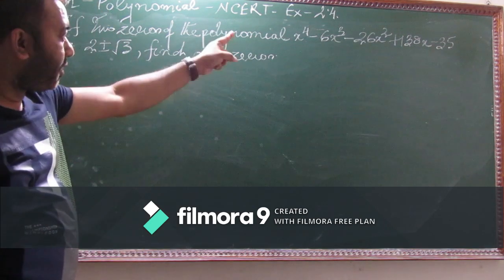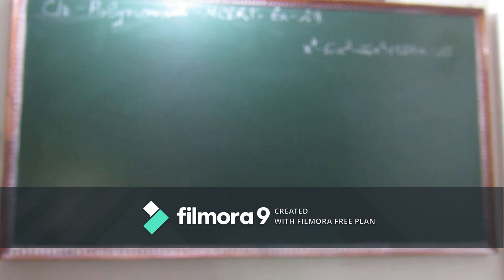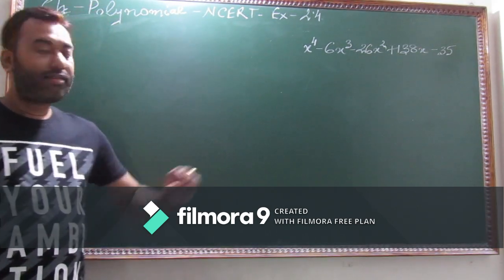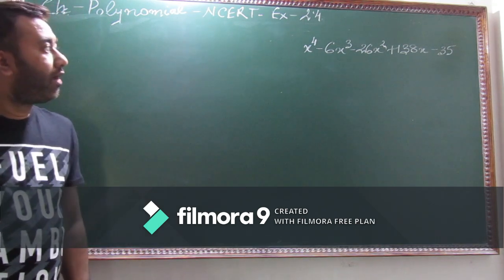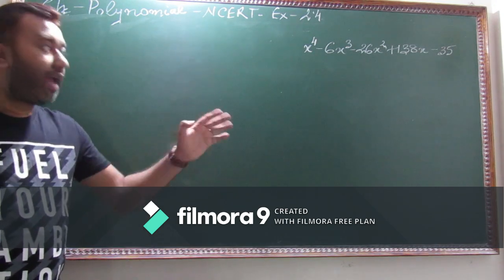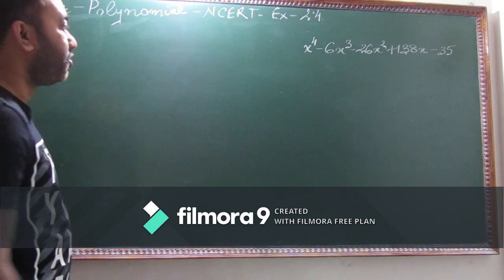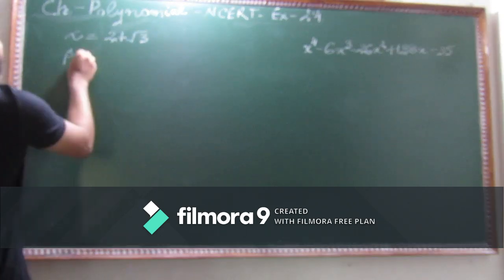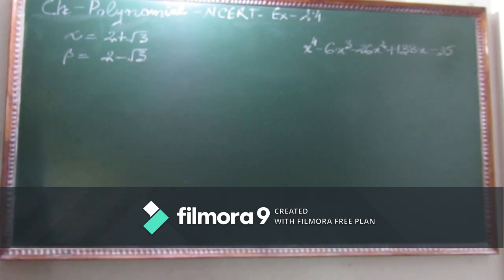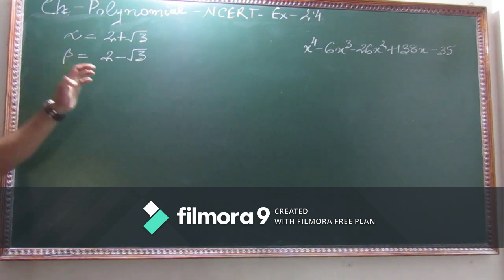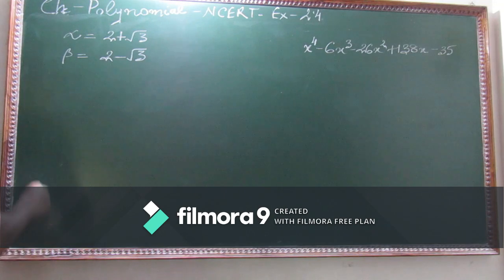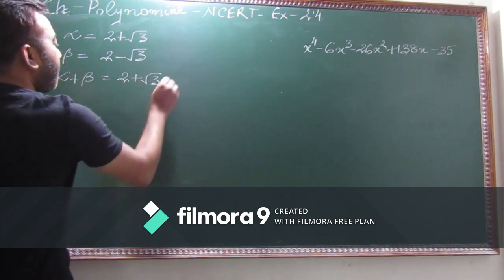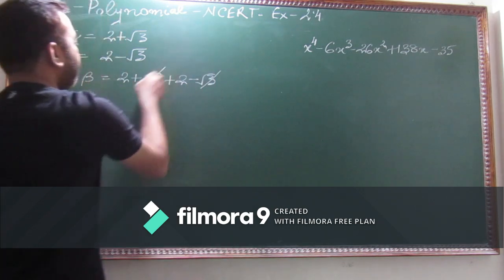Since this is a biquadratic polynomial of degree 4, it has 4 zeros. Among the 4 zeros, they have given 2 zeros. One zero is alpha, another zero is beta. So alpha is equal to 2 plus root 3 and beta is equal to 2 minus root 3. By using these two, I can form a polynomial of degree 2. First I need to find alpha plus beta. This is 2 plus root 3 plus 2 minus root 3. This cancels, and this is 4.